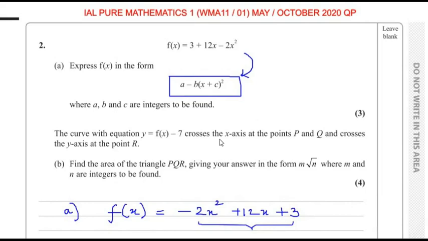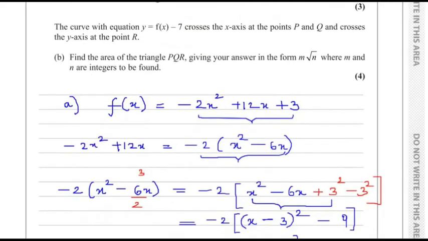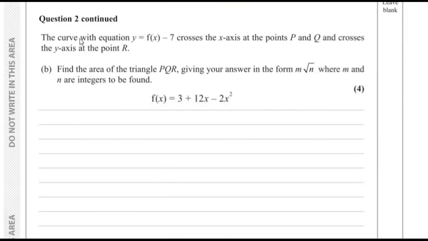Now let us look at part B of this question. The curve with equation y equal to f of x minus 7 crosses the x-axis at the points P and Q and crosses the y-axis at the point R. So let me just draw it here so that you'll get an idea.